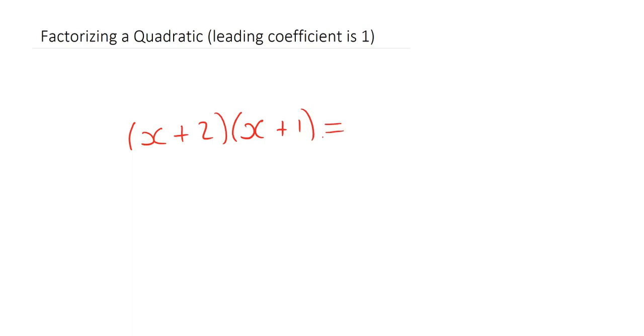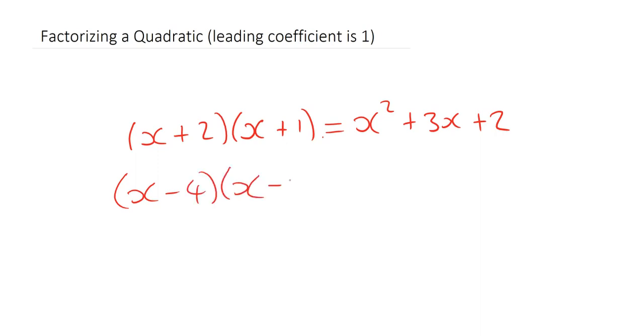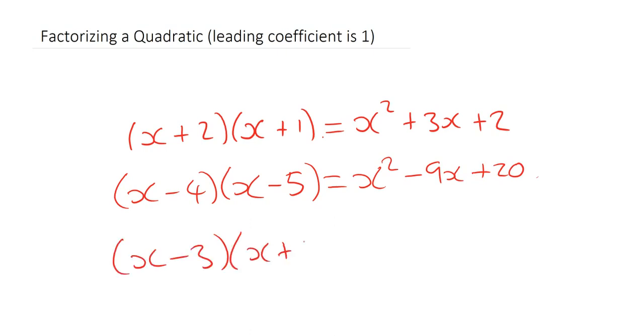Now, if I was to expand that, and that is the concept explored in another video, I'm going to get an x squared plus 3x and a plus 2. Let's do another one. If I had x minus 4, x minus 5, this is going to give me an x squared, a minus 9x, and a positive 20. And let's do one more. X minus 3, x plus 6. This is going to give us an x squared, a plus 3x, and a minus 18.